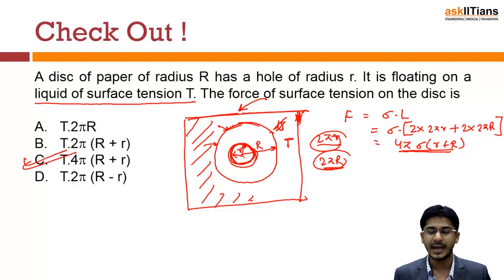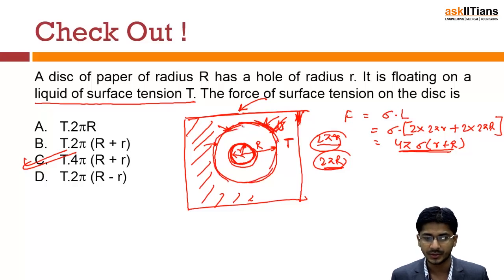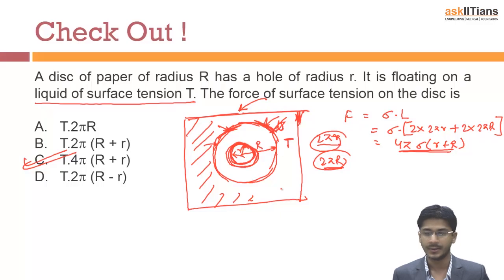So we always have to look at the surfaces in contact where the surface tension may act. As we can see, it is this surface where the surface tension can act, this circular surface, and then there is this circular surface. So we have to find out the net length, and then we got the surface area.